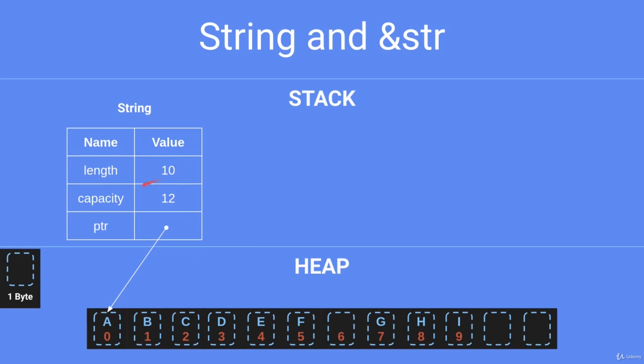So we store the length. We store the capacity. The capacity is all the bytes that we have actually allocated for this string. In this case, we can see that we have allocated 12 bytes because we have 2 bytes at the end that we're not using at the moment, but they're still available to our string.